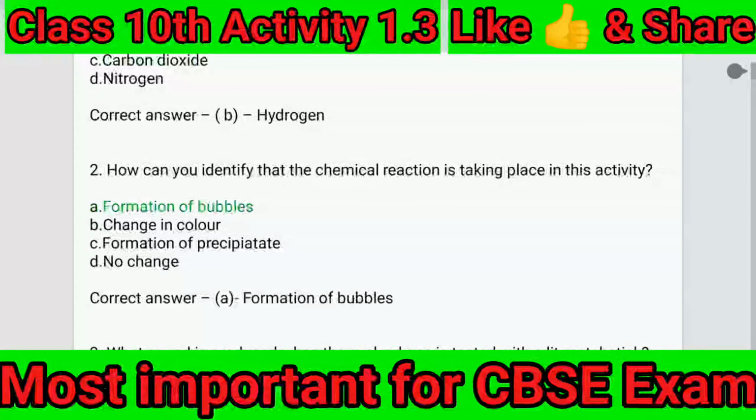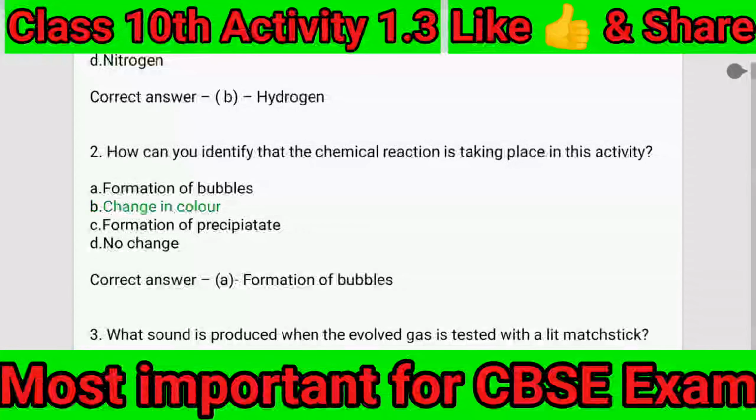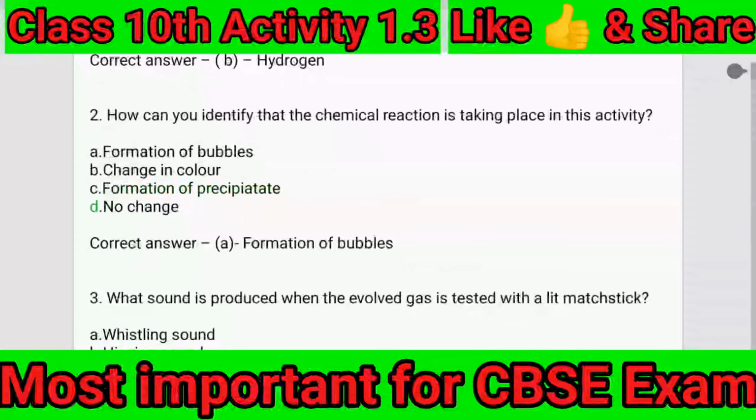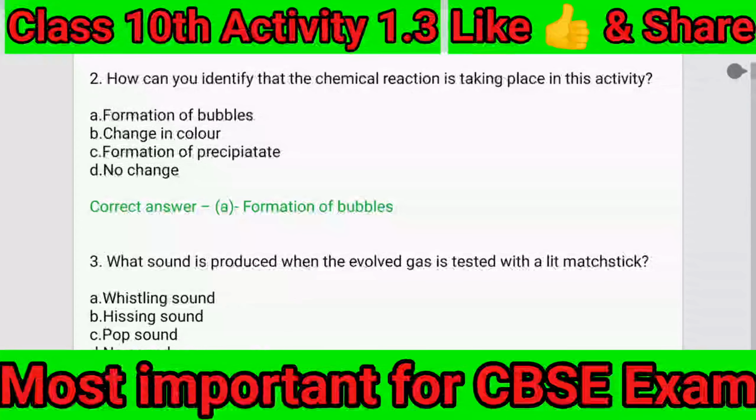2. How can you identify that a chemical reaction is taking place in this activity? A. Formation of bubbles. B. Change in color. C. Formation of precipitate. D. No change. Correct answer: A, formation of bubbles.